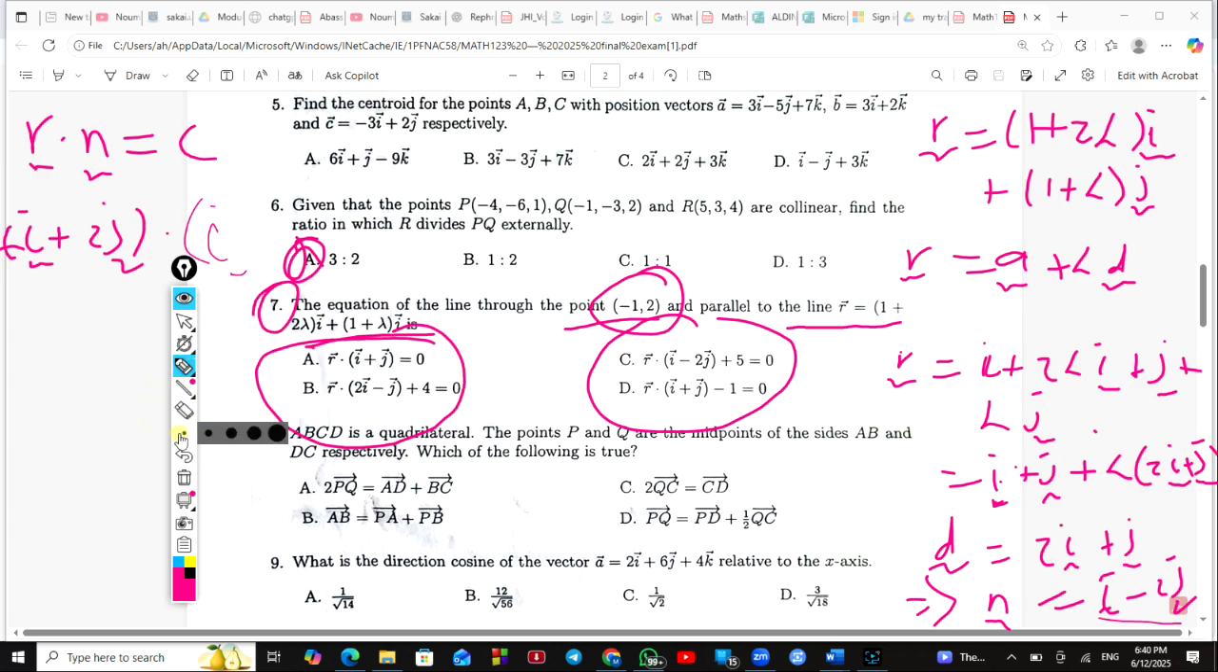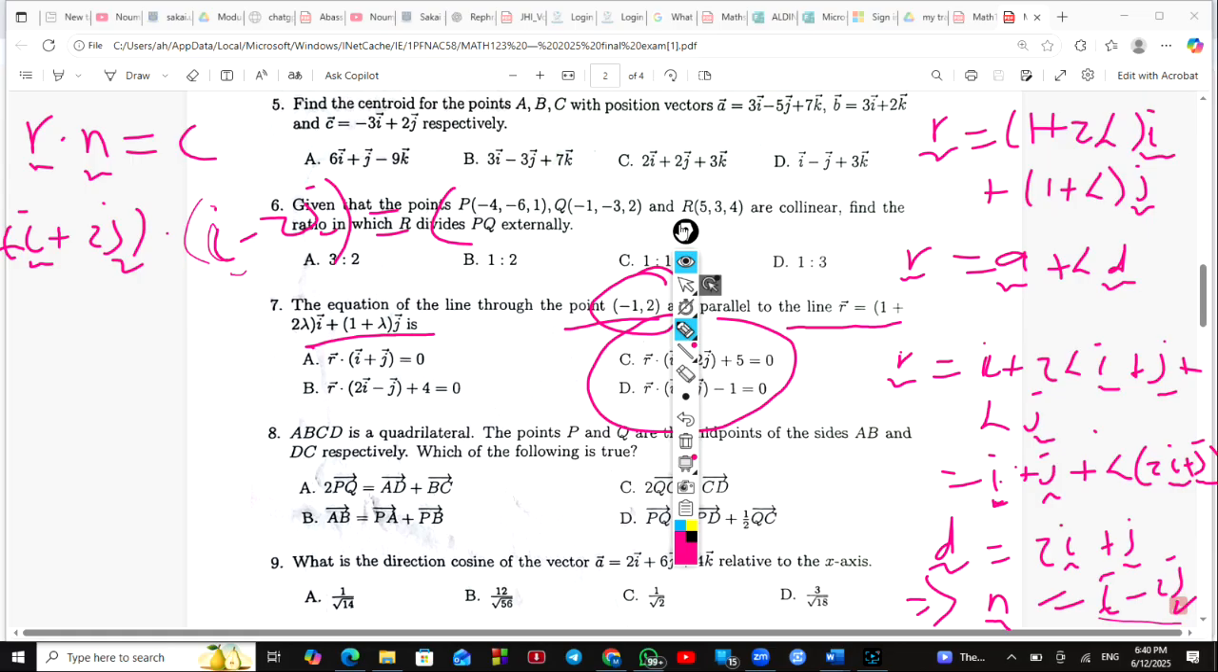I minus 2j. So if we dot these two, we should get the constant c. So negative I dot I is what? Minus 1. 2j dot negative 2 is what? Minus 4, which is equal to this constant c. So our c is negative 5.